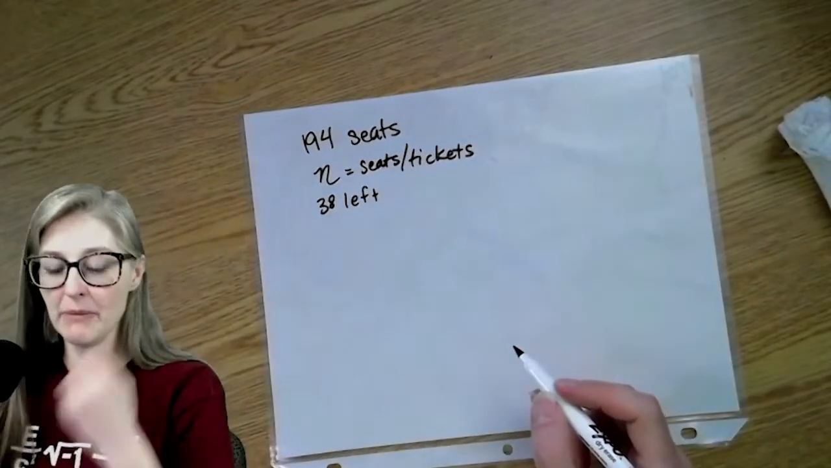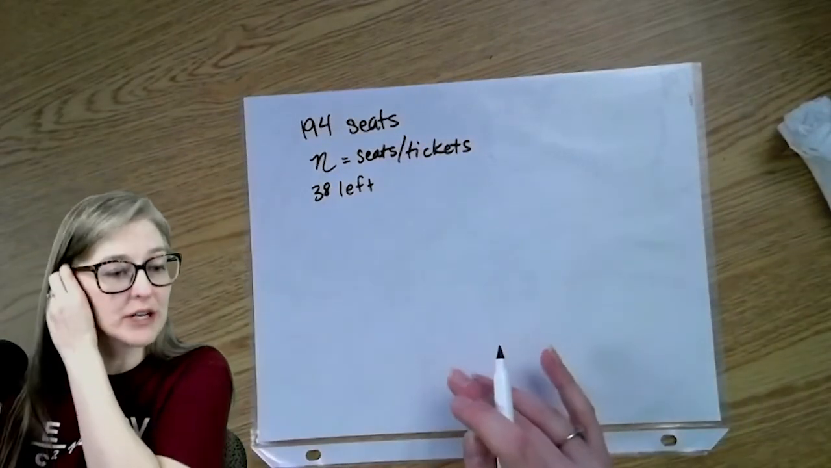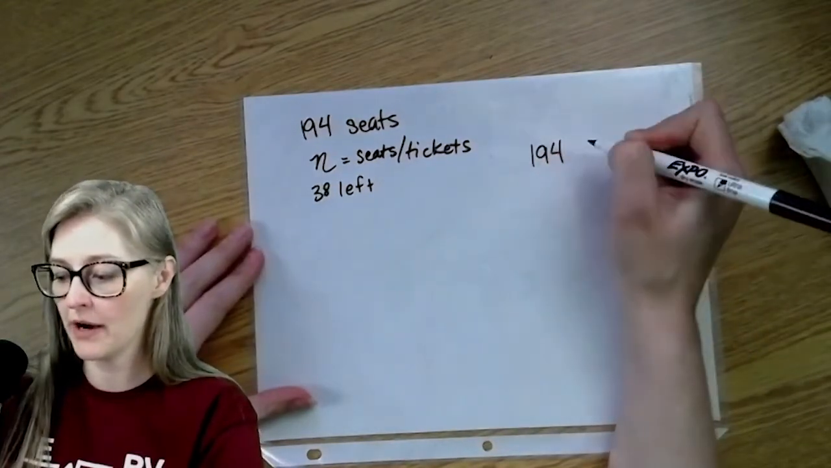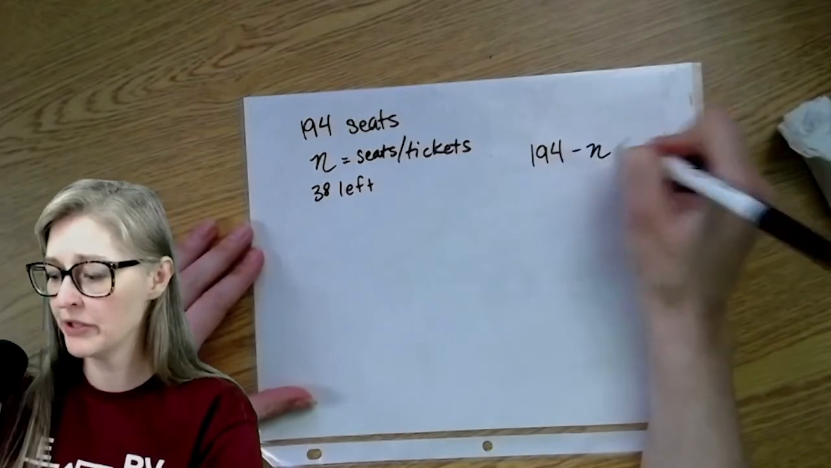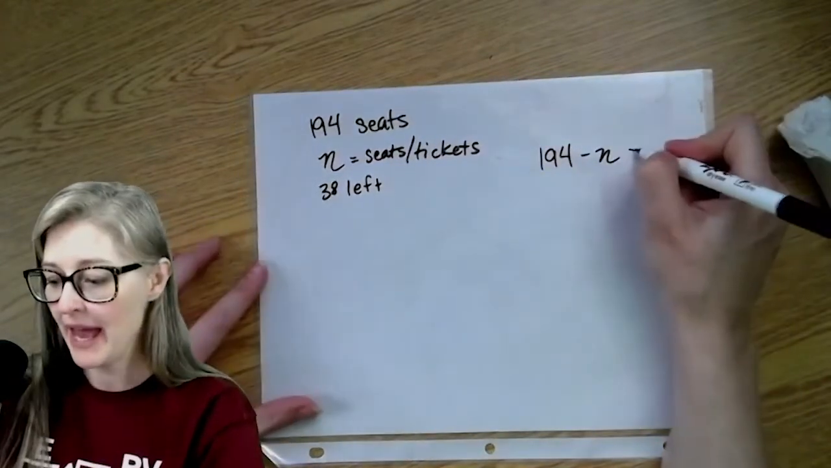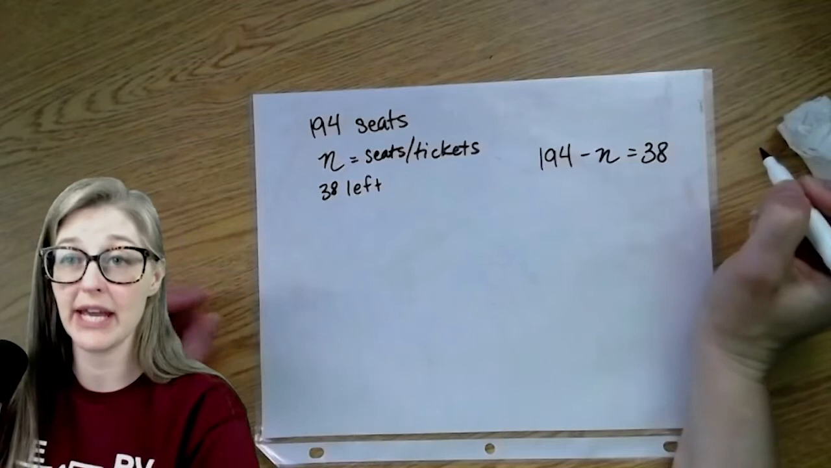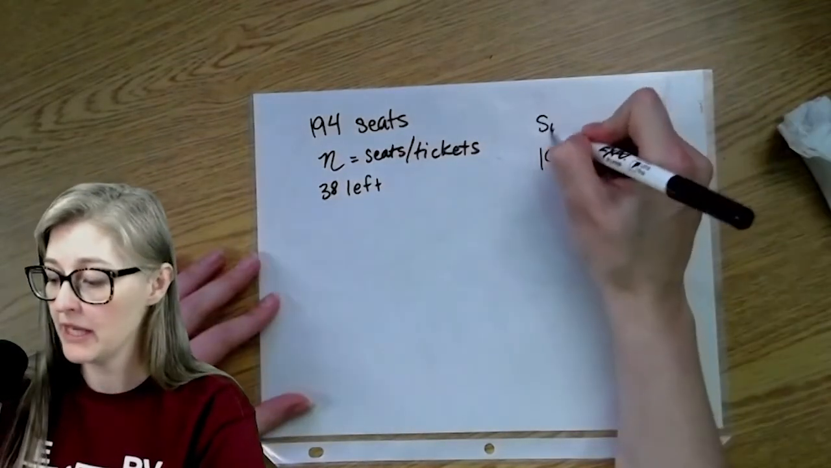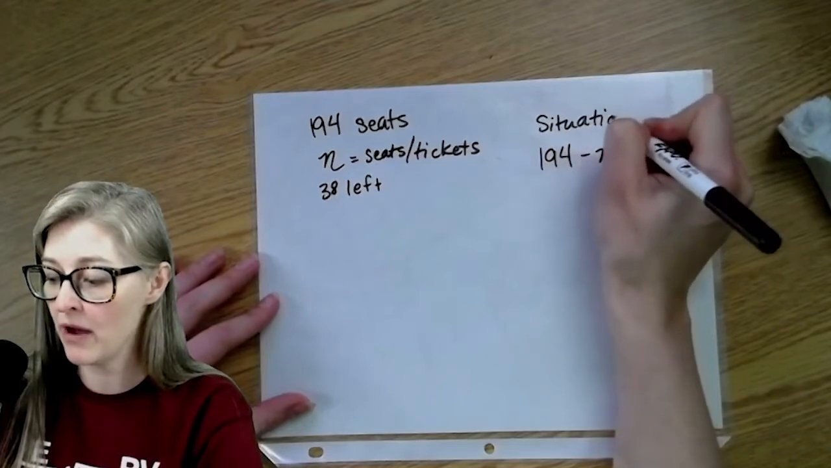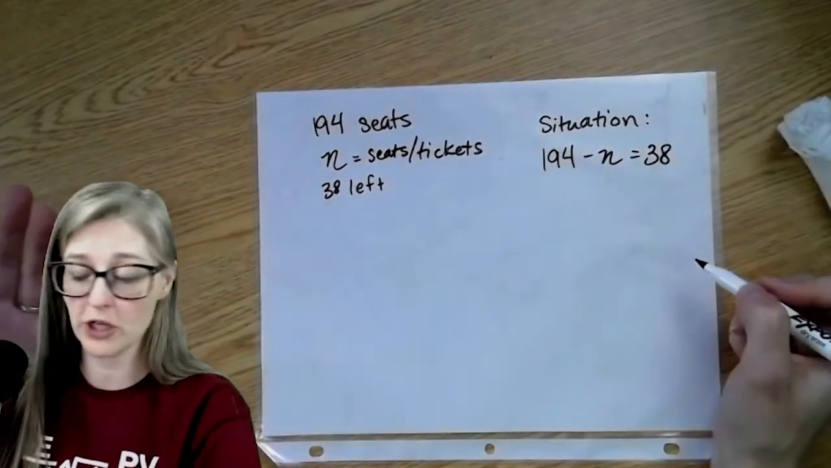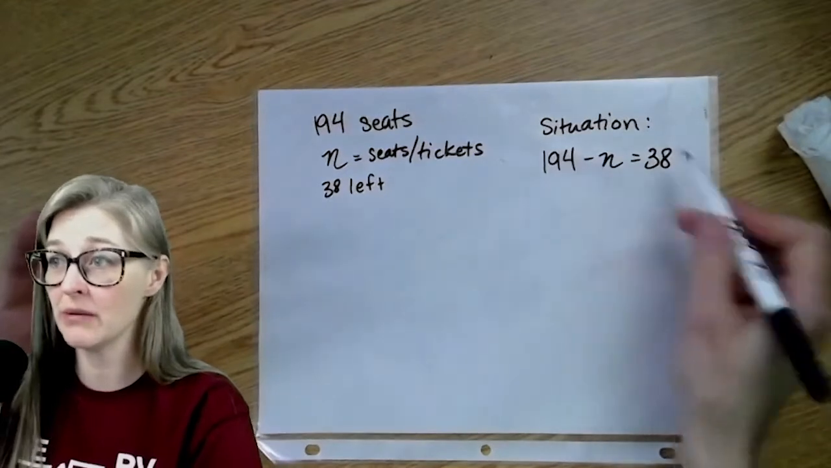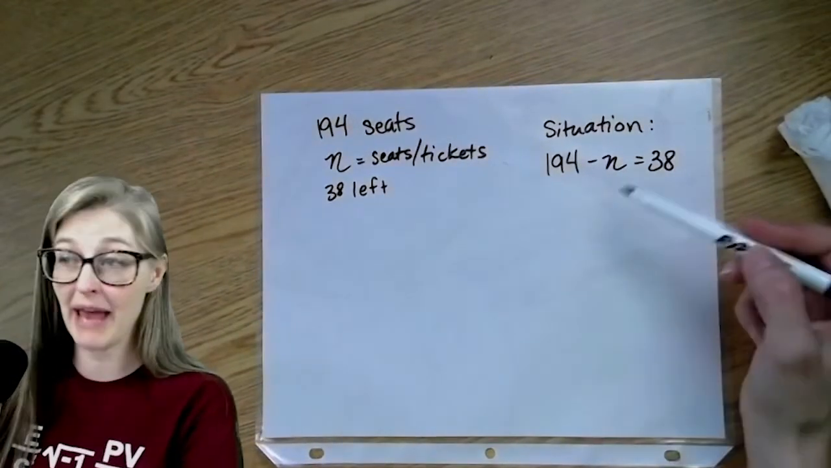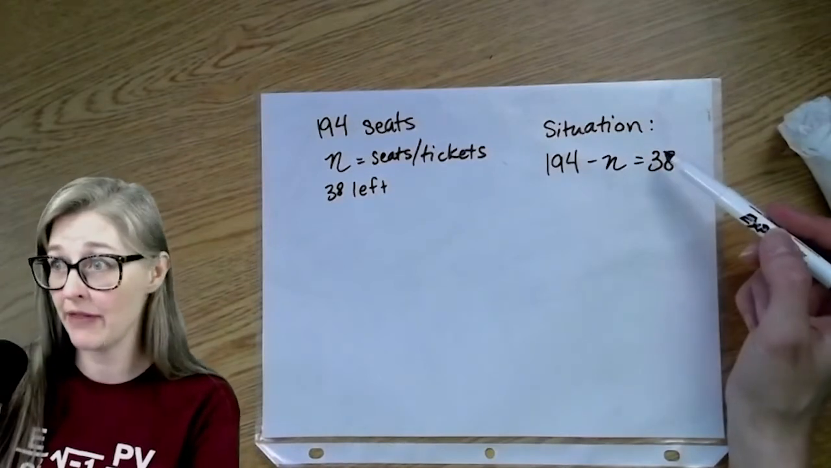Okay, so I've got my information down. Now I'm going to start making an equation. They had 194. They sold, I don't know how many, and now they have 38. So this is my situation equation. The situation as written out by the question. My solution, though, this isn't really helpful to me. I've got to figure out how I can do some adding, subtracting, multiplying, or dividing to get the answer.